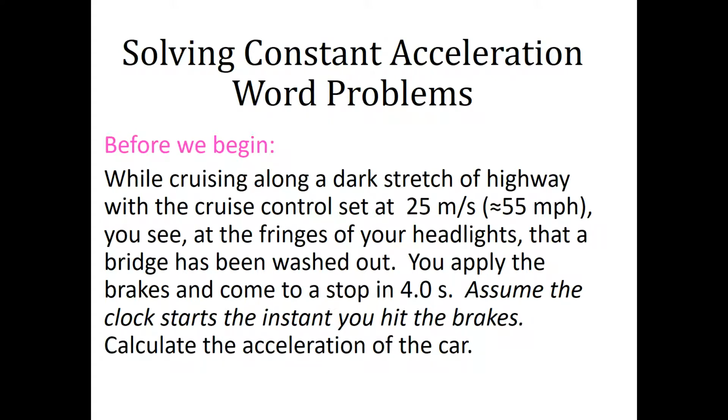So before we begin, while cruising along a dark stretch of highway with a cruise control set at 25 meters per second, or approximately 55 miles per hour, you see at the fringes of your headlights that a bridge has been washed out. You apply the brakes and come to a stop in 4.0 seconds. Assume the clock starts the instant you hit the brakes. Calculate the acceleration of the car. Go ahead and pause the video.